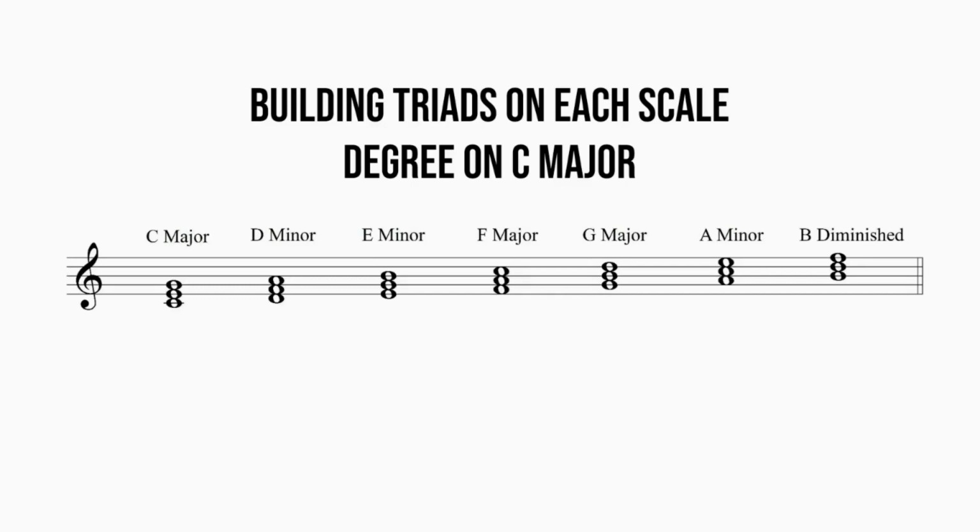Last week, we discussed how to form the four qualities of a triad. Now let's see how they are built within a major and a minor scale. This is what I will get when I build diatonic chords on each scale degree on C major.